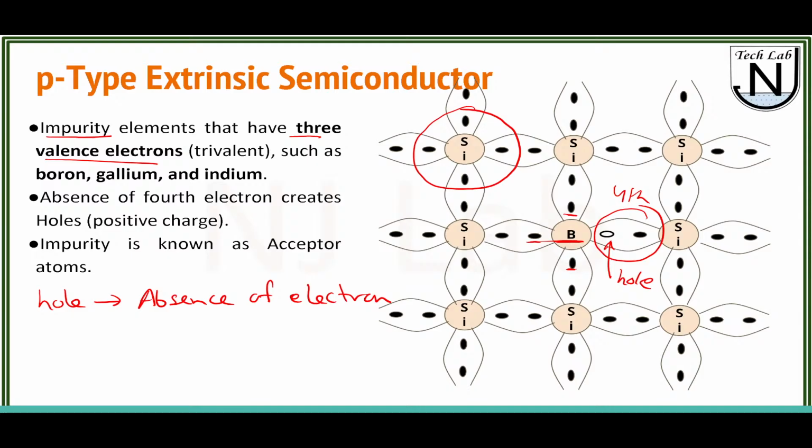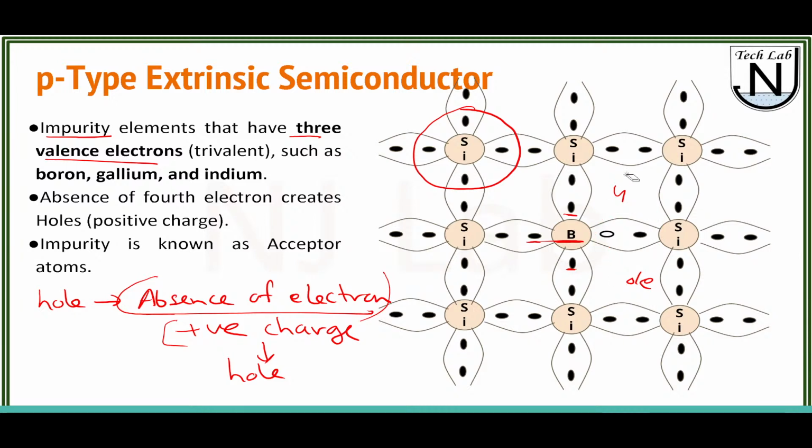And as I told you in lecture 1, the absence of an electron means positive charge, and we call this positive charge a hole. So this vacancy is known as a hole, and it is assumed to have a positive charge. And remember, as I told you in lecture 1, this positive charge is virtual. As such, it does not have any existence. When we say positive charge, it means the absence of electron. But how does this absence contribute to the current?